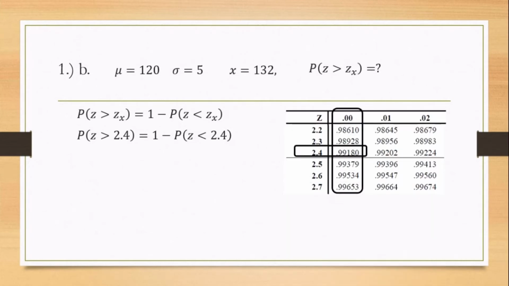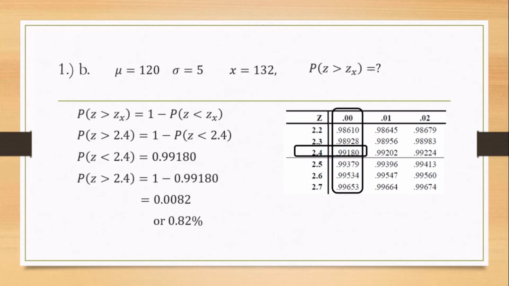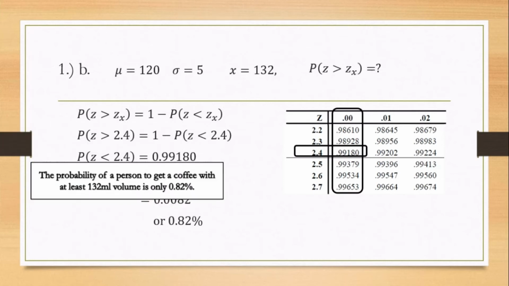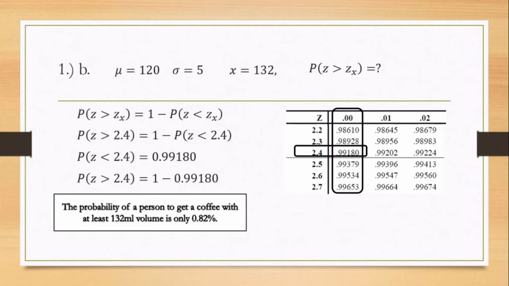Its less than probability is equal to 0.99180, so we subtract it from 1 to get its greater than probability. Multiply it then by 100 to get 0.82%. As answer, the probability of a person to get a coffee with at least 132 milliliters is only 0.82%, which is super rare.